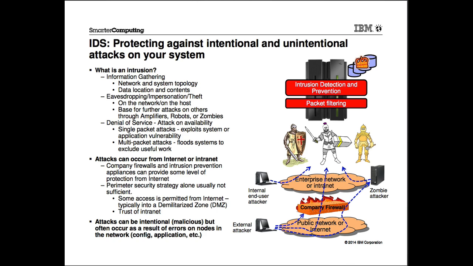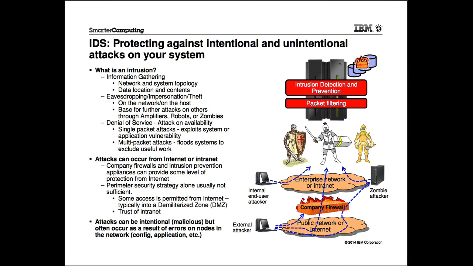And then denial of service, which is attacks on reliability. Either a single attack, for example, an attacker might know that a certain OpenSSL stack has a bug that if you send it the right kind of malformed packet, it'll blow up, right? Or multi-packet attacks to flood systems. Those are all the kind of attacks. And they can occur from within or without, right?